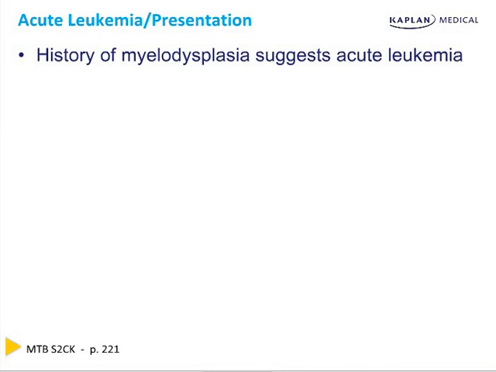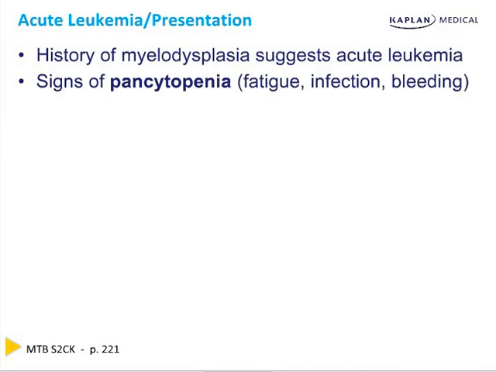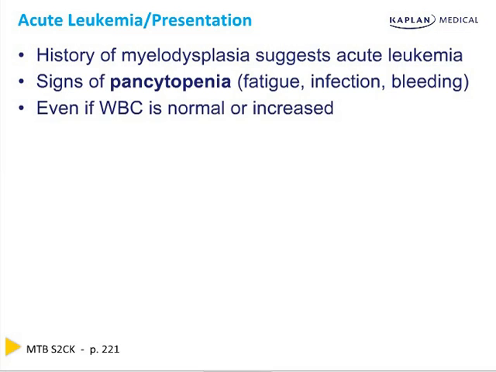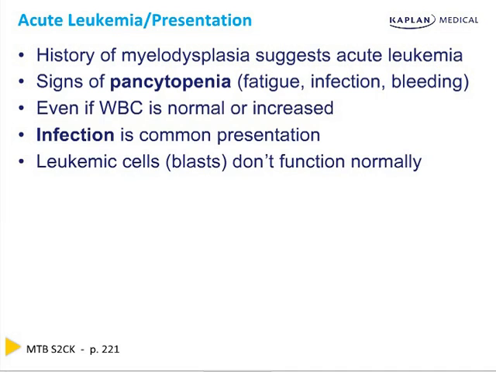For acute leukemia, you can look for a history of myelodysplasia and signs of pancytopenia such as fatigue, infection, and bleeding. The signs of infection happen even if the white cell count is normal or even increased, because infection is a common presentation since leukemic cells, blasts, just don't function normally. The white cell count can be up, down, or normal, but they always present as if the white count is low because blasts are malfunctional.